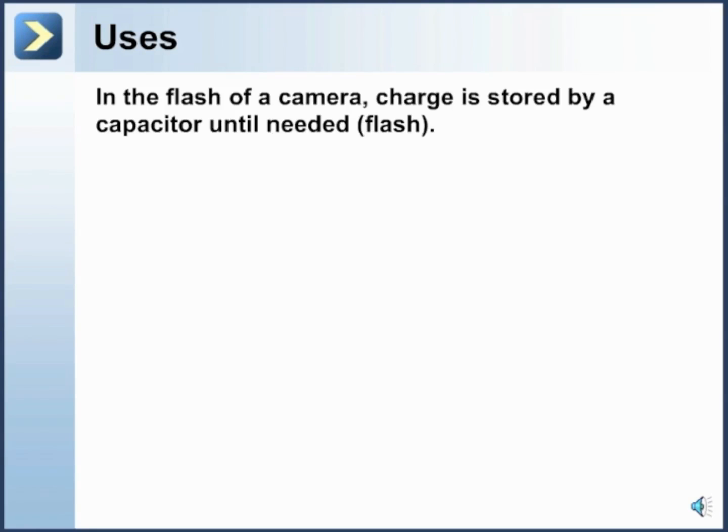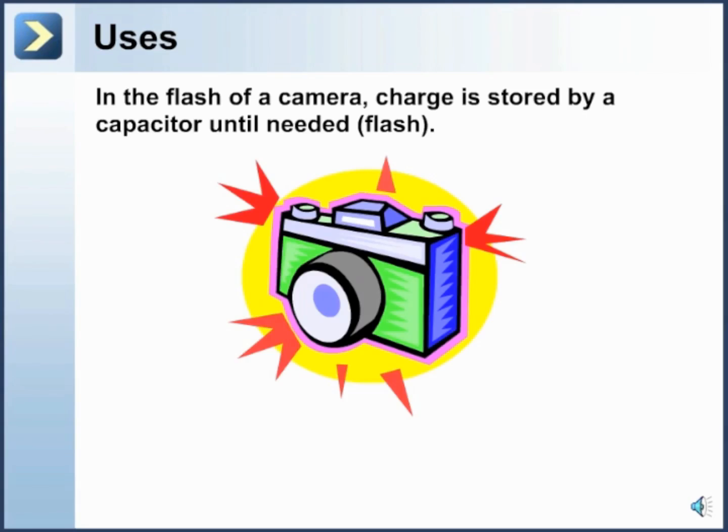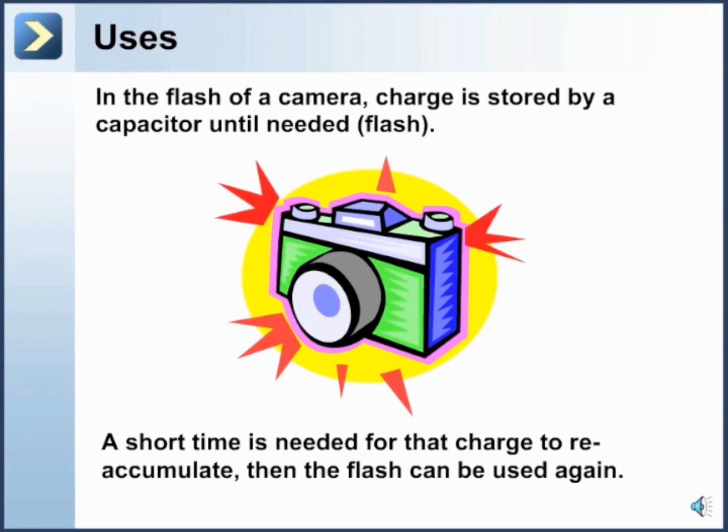Now, what are the uses of capacitors? In the flash of a camera, charge is stored by a capacitor until needed. That's why if you take a flash picture, you often need to wait a little bit until you can use the flash again, because the capacitor that drives the flash bulb has to recharge. It needs time to recharge.